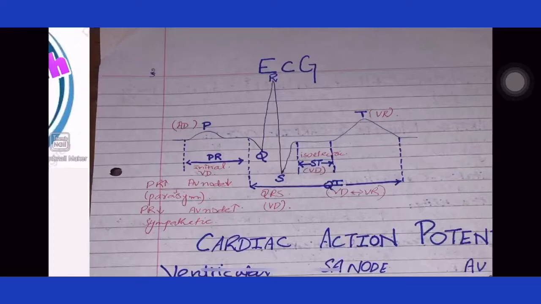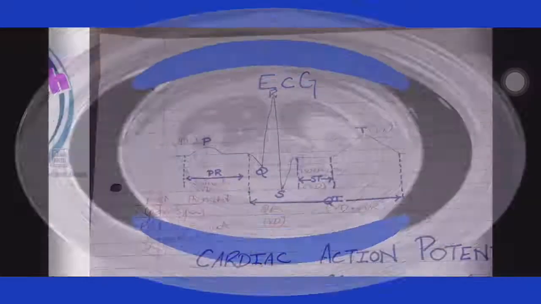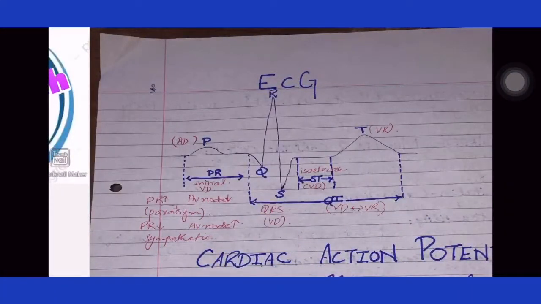In all of these, the most important point is that the P wave represents atrial depolarization. Now that can be your MCQ, what the P wave represents. So the P wave represents AD, meaning atrial depolarization.